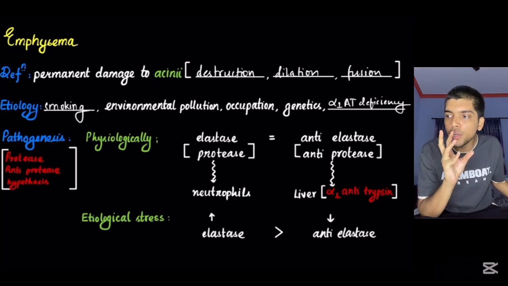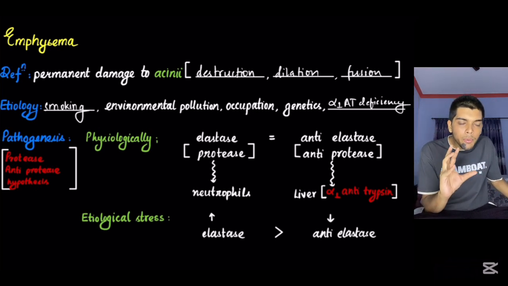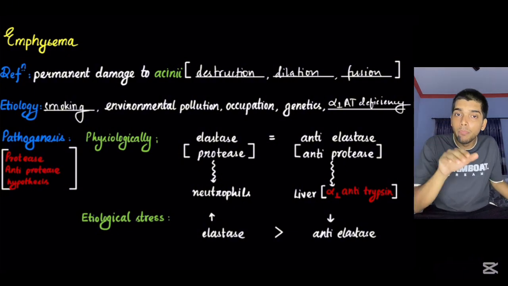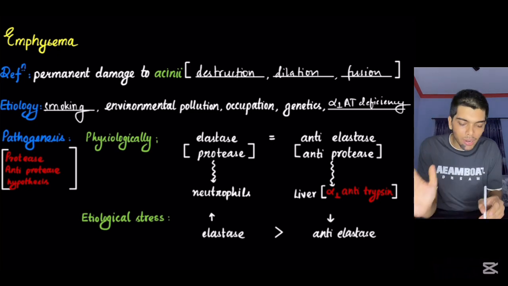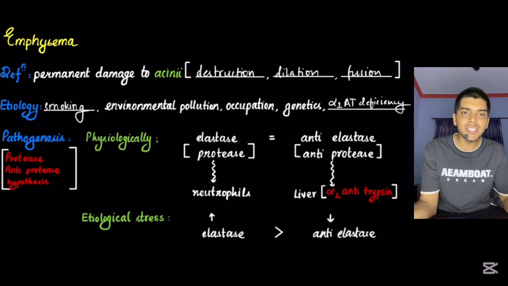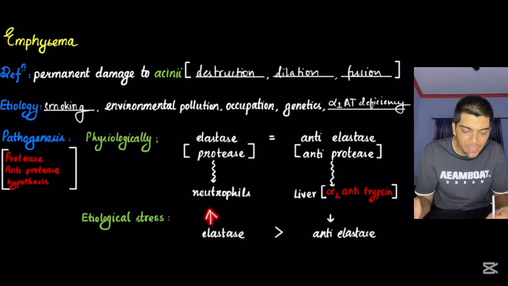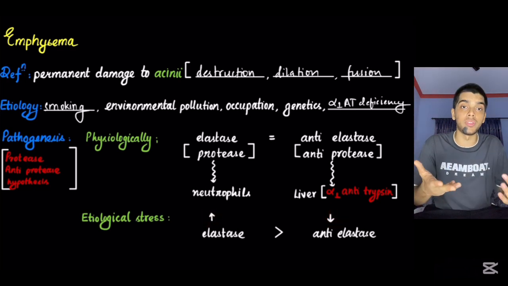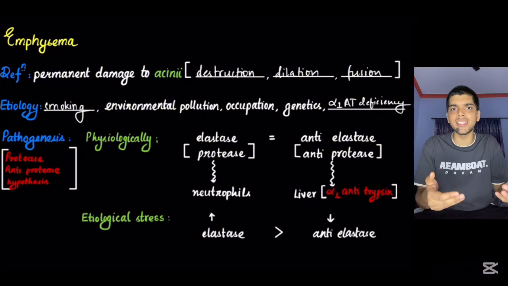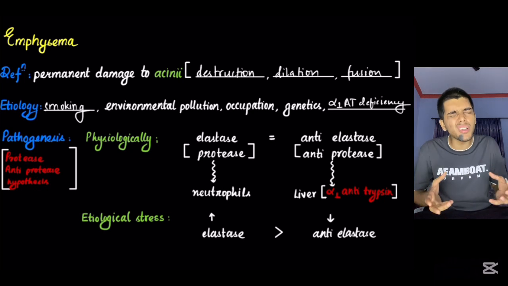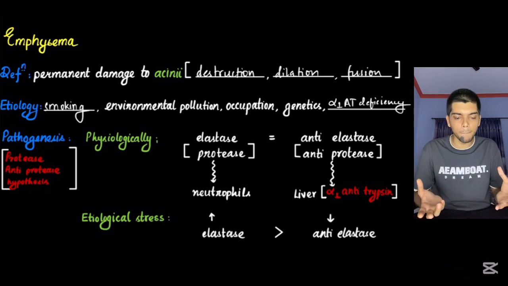Elastase is produced by neutrophils. And talking about anti-protease, the most famous anti-protease present in your blood circulation is produced by your liver, and it is alpha-1 antitrypsin. So I mentioned various etiological factors here, right? They either increase the amount of elastase, or decrease the amount of anti-elastase, or do both at the same time. As a result, elastase becomes more than anti-elastase, there is more destruction of elastic tissue, and there is emphysema.